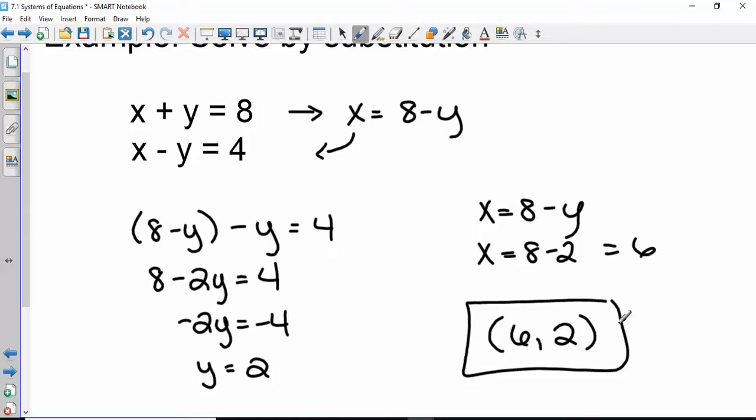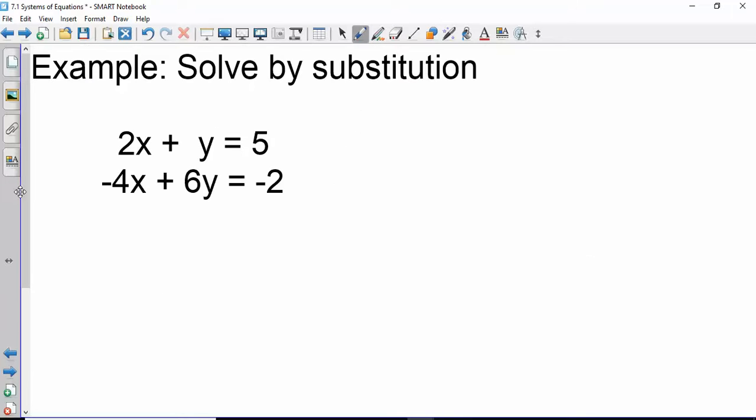Is that one okay? Do we need to do another substitution example? No. Yeah, we'll do one more substitution, then we'll do elimination. I'm sorry. See, I was prepared. I was planning to do one more.